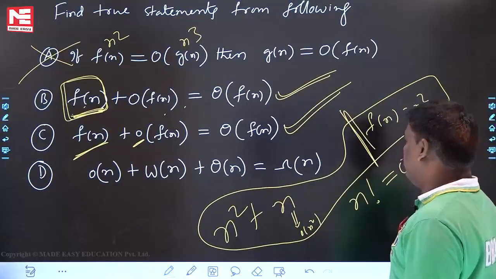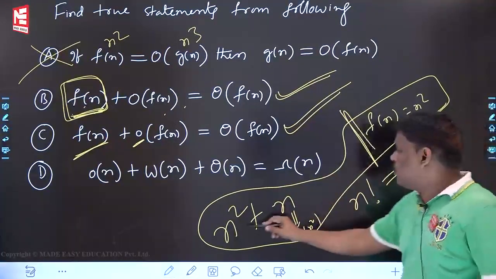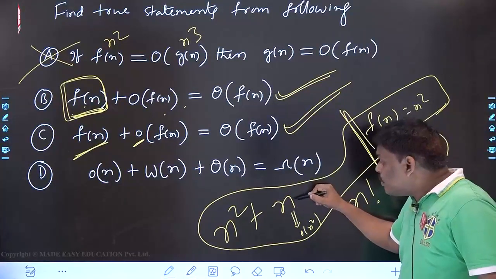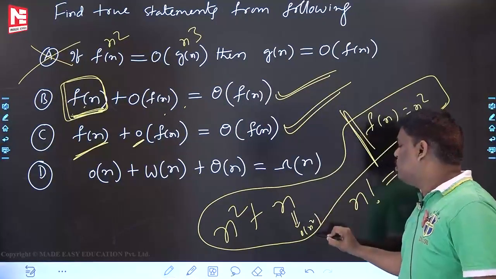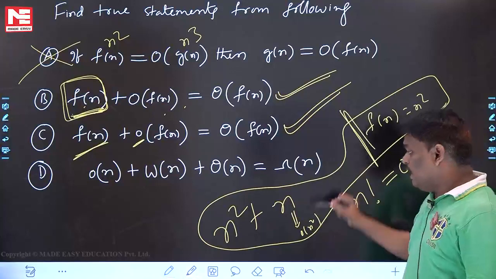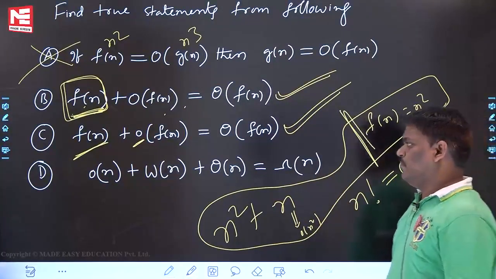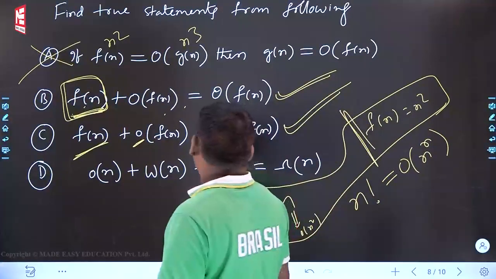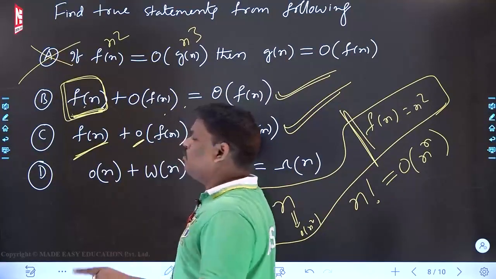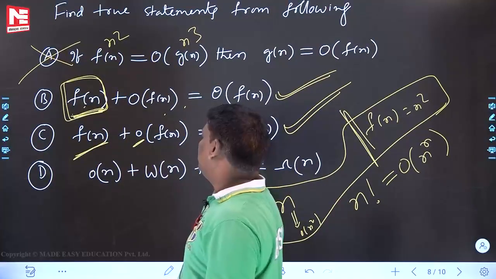Please be careful. Fn is n square, and here n has a strict upper bound of small o of n square. Actually it is n only. Fine. So that is option C, which is true. Let's go to option D, which may give some more clarity.